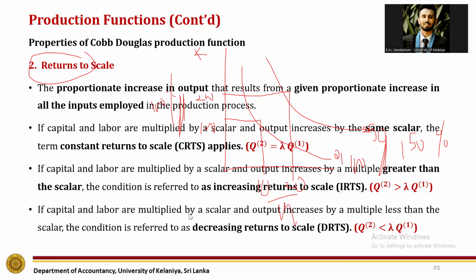So the last situation, I think now you can get the idea. This is DRTS, decreasing returns. Sometimes you increase your inputs, but finally this change impacts your output by a smaller percentage, with less incremental gain. So we call that DRTS.